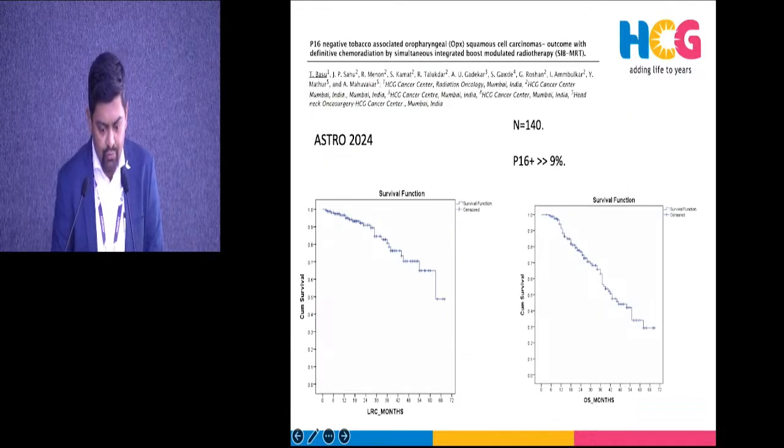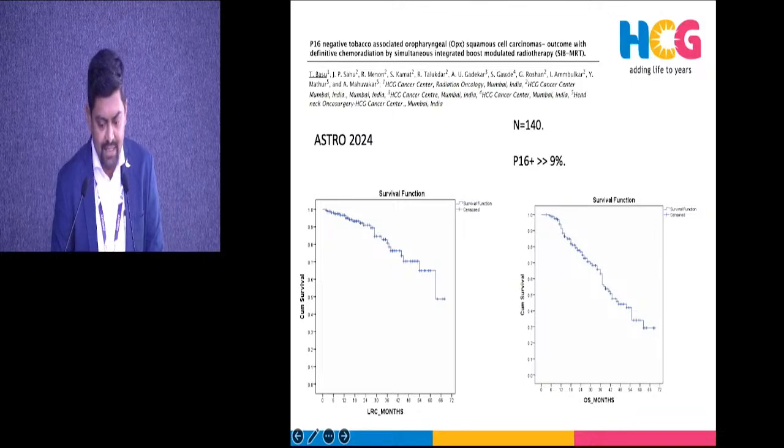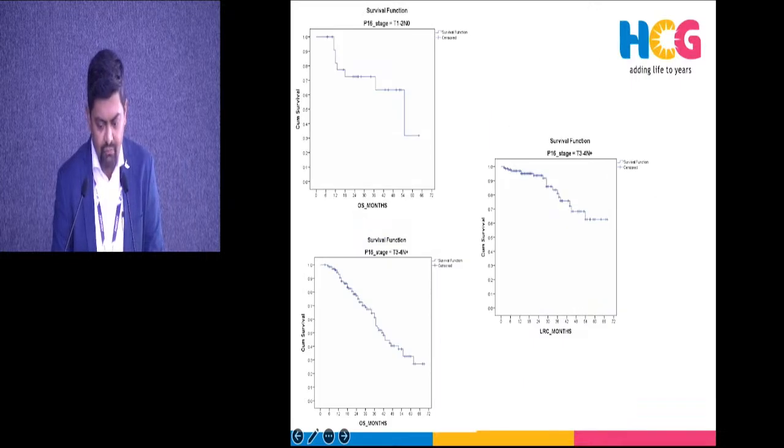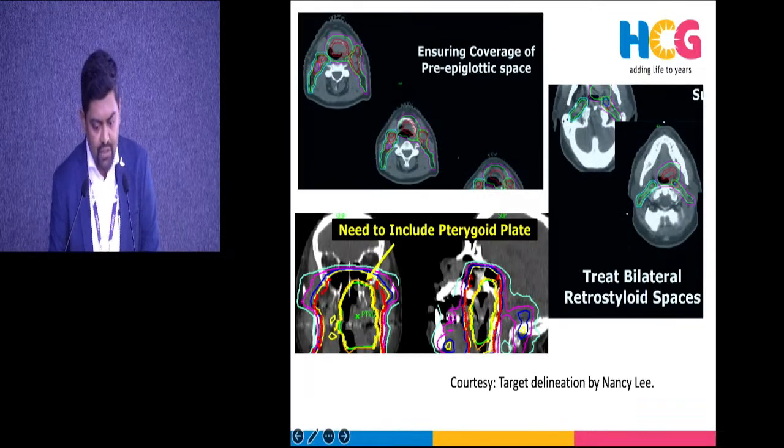This year's ASTRO, we have a poster discussion of the P16 negative data from my institute. We had about 140 patients in that, and our P16 positive rate on the tested ones is just 9%. So those are not counted in this, and we have also seen a similar kind of survival. In fact, in P16 negative also, between T1, T2 versus T3 N plus, there is a difference in survival. And that's due to these local recurrences.